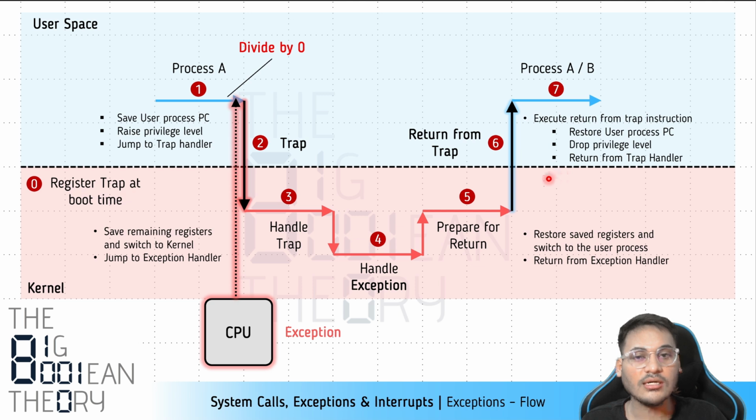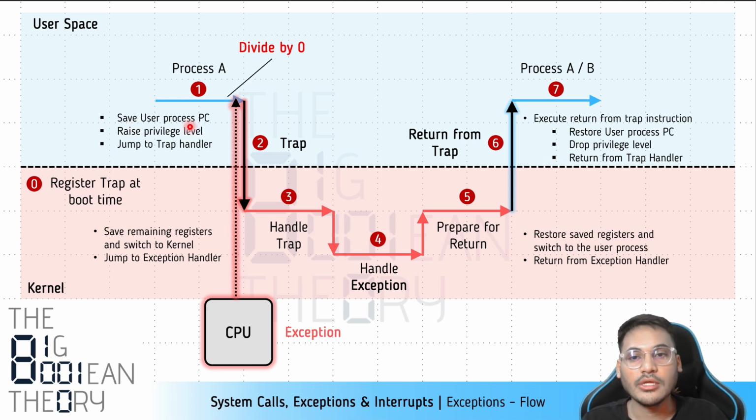And during the return, what else will we do? While entering, we raise the privilege level. So the reverse thing to do is to drop the privilege level. While returning, the privilege mode will be dropped from kernel mode to user mode. While entering, we raise the privilege level from user mode to kernel mode. While returning to the user process, we do the reverse. We drop the privilege level from kernel mode to user mode.